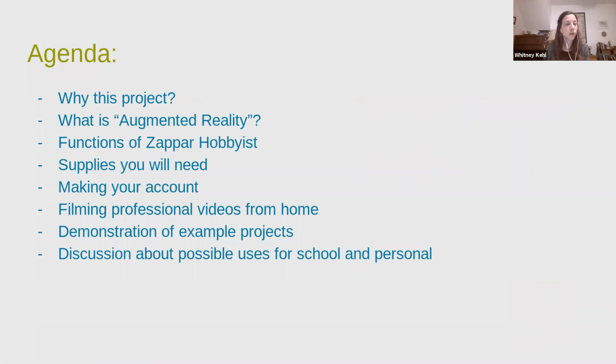Okay, so just a little rundown of what we're going to be doing tonight. First, I'll talk about why you might want to do a project like this, give you a definition of augmented reality, and then I'm going to describe the functions of Zappar Hobbyist, which is the free level account for this website and app, the supplies you'll need, how you can set up your account, and then we'll talk over some tips about filming professional videos from home, and I'll show you a few examples of projects that I've made. And then we can have a discussion at the end about your ideas about how you might use this app in school or personal life.